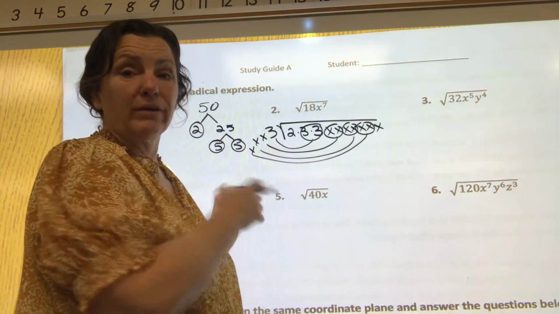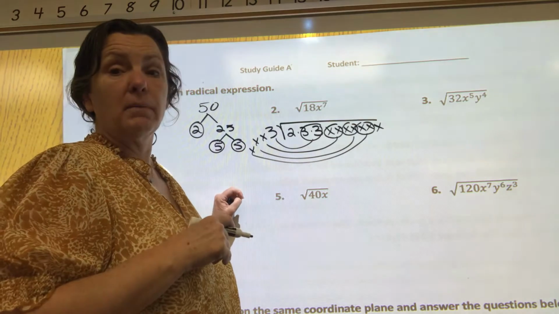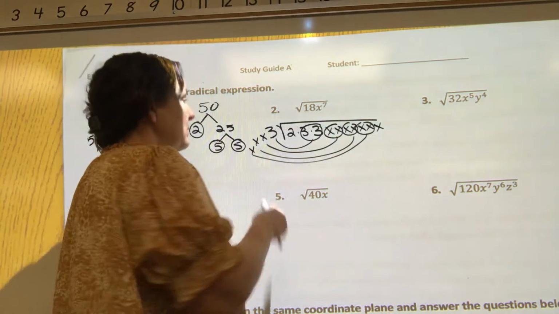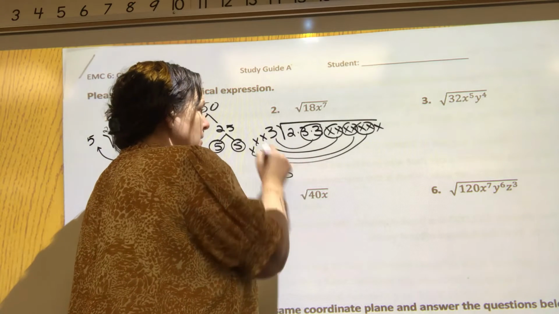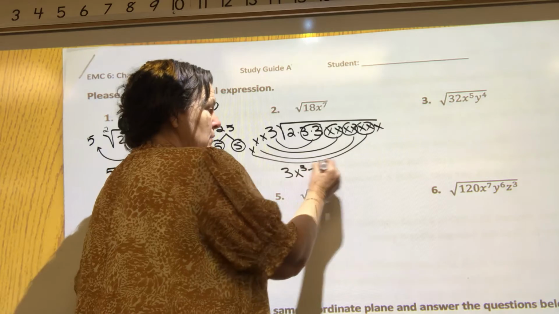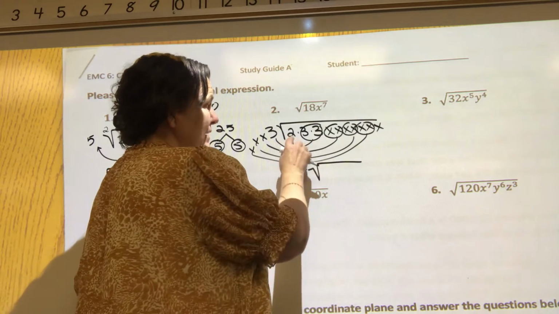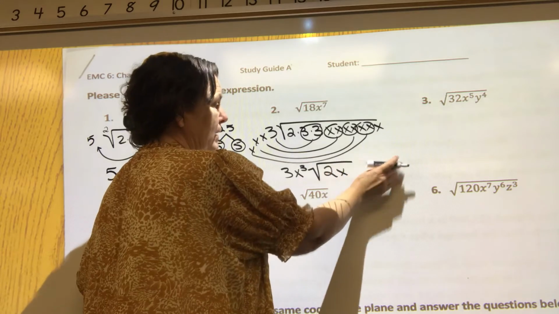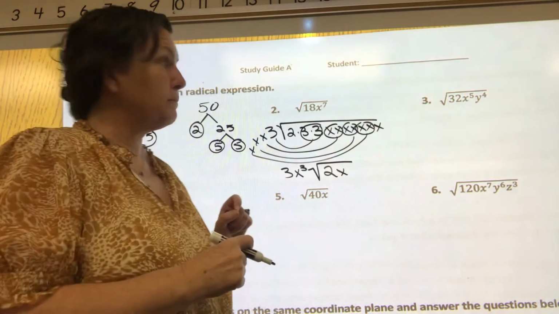Legibility is going to be important. If you can't read your own writing, that's a problem. So you're going to need to write these carefully so that you can see your pairs easily. So I have 3 outside, and then xxx, which is 3x cubed. I'm going to write my radical symbol because I see I have a couple people left behind, the single people, right? And there we go. Cool. I hope you got that.